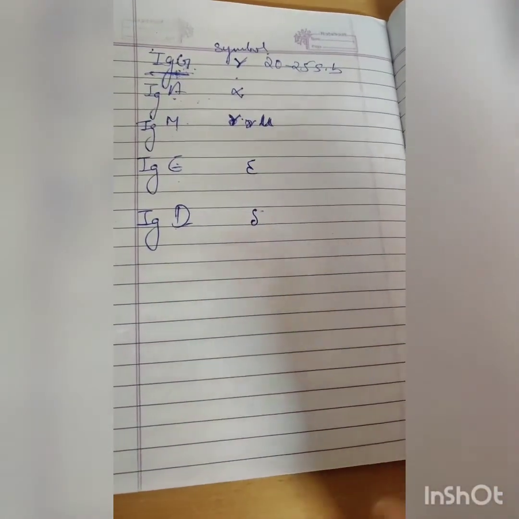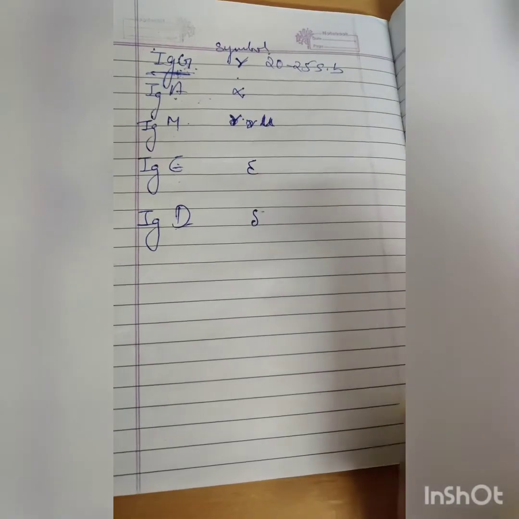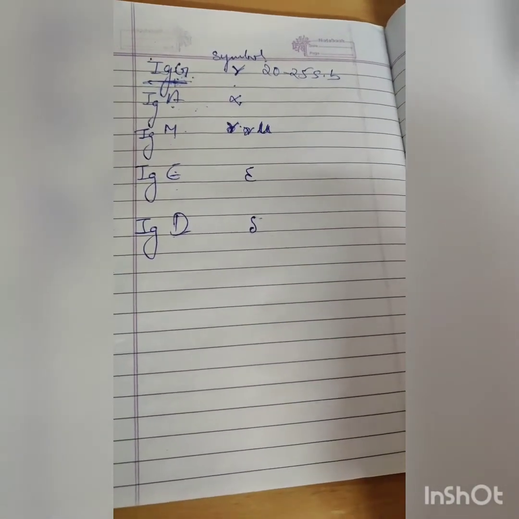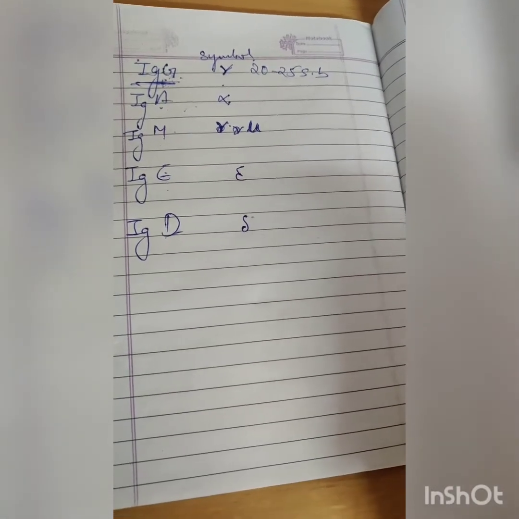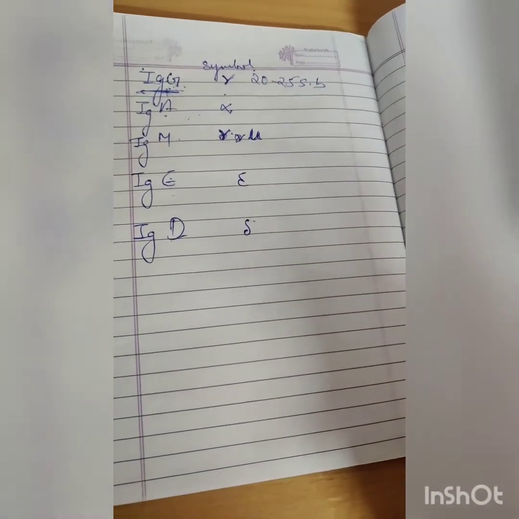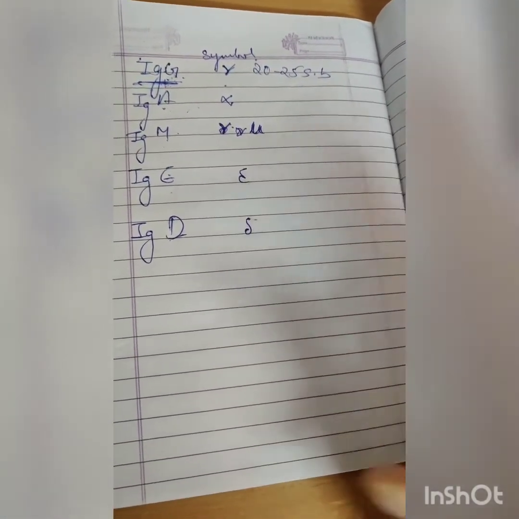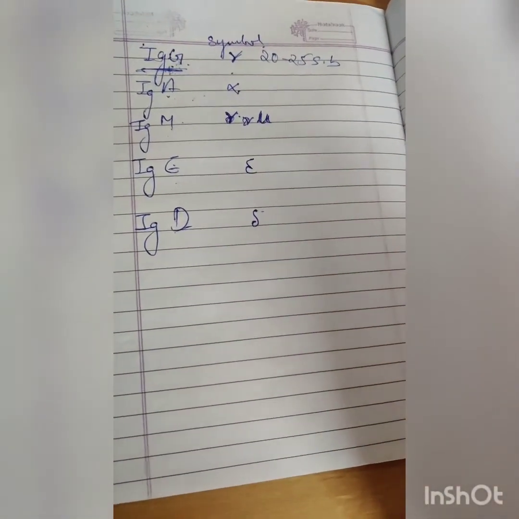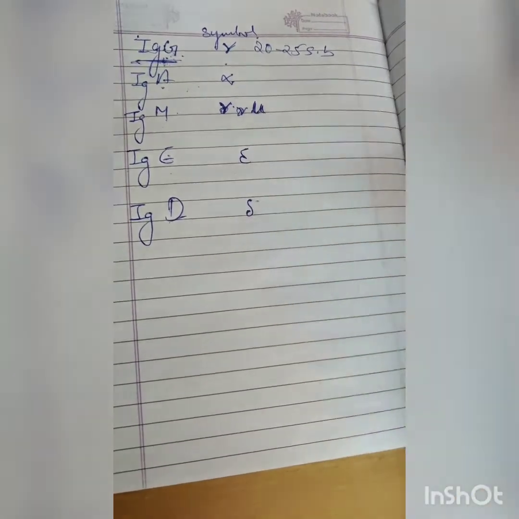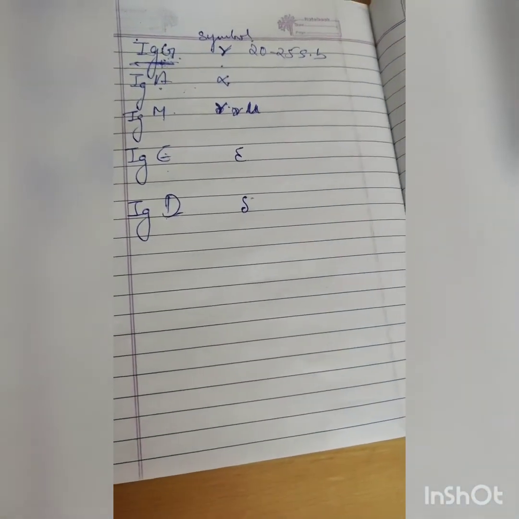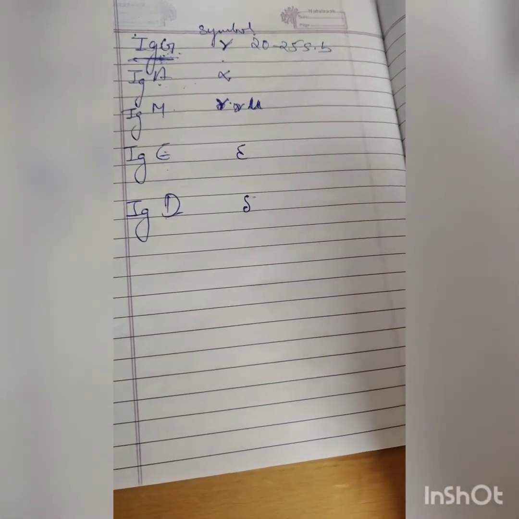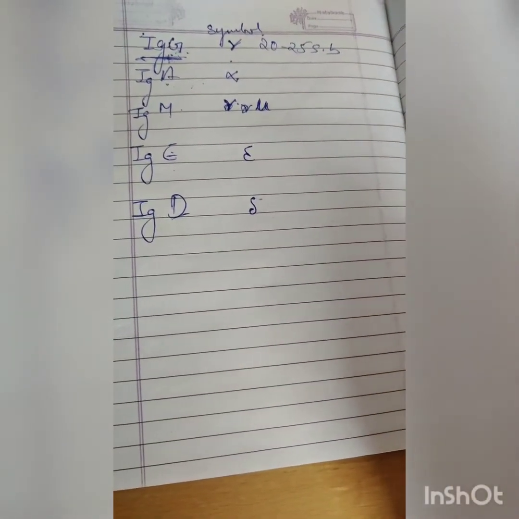IgG is present in the maximum concentration in serum, in a very large amount, and it gives natural passive immunity. Natural passive means a ready-made antibody is given; it can cross the placenta. That means it is a ready-made antibody which is provided by the mother to the fetus. It is made up of 20 to 25 disulfide bonds.